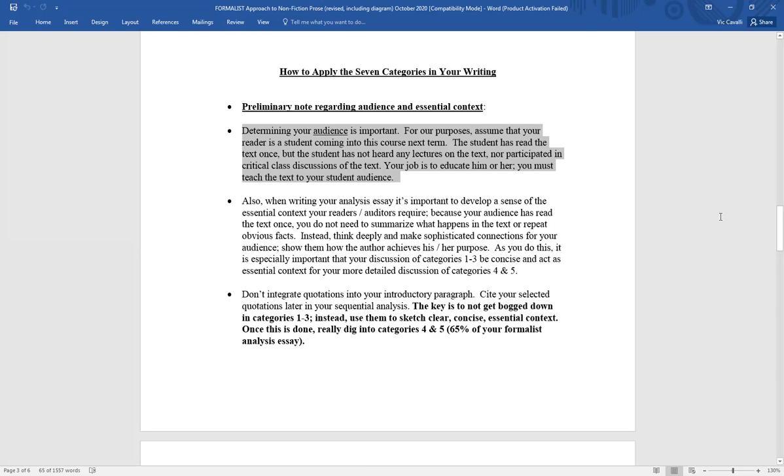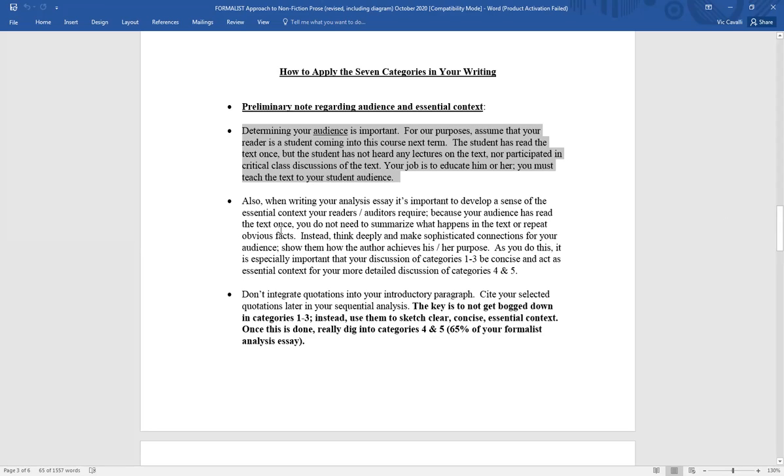Just like with your research paper, your job is to present your argument like a conference paper, taking public responsibility for it, and to educate your first-year conference audience, your classmates that are listening to you deliver your paper. Same thing here. Your job is to educate. You must teach the text.